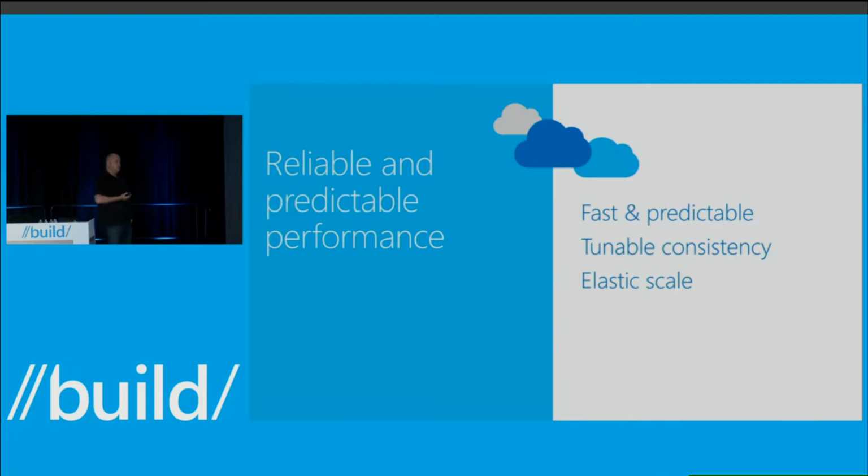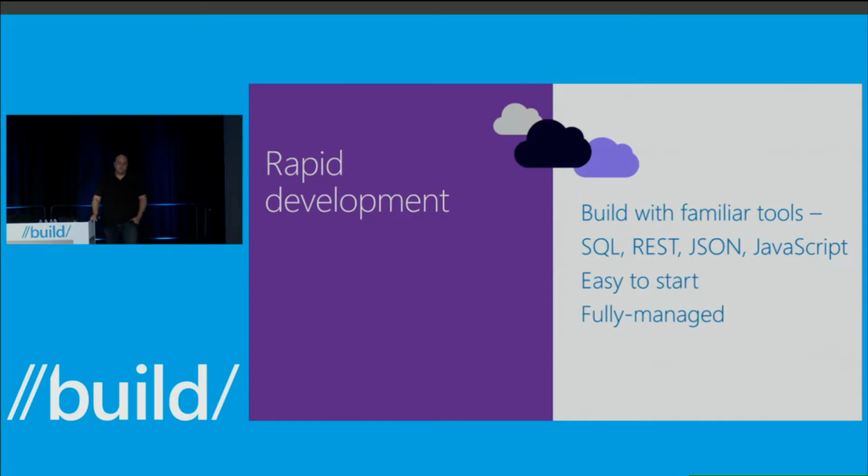So fast, predictable, tunable consistency, okay? That's what we really are going for, and we really are going for this elastic scale, okay? We think we've done well with elastic scale. We've heard from feedback during preview and the early weeks of GA that there are some things that we can do better, and we will. But those are some of the things that we're shooting for.